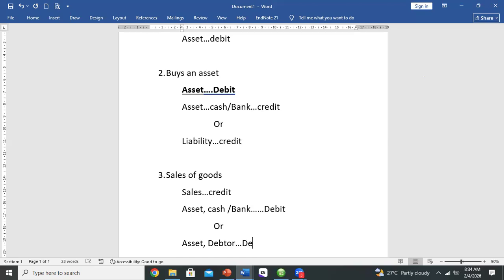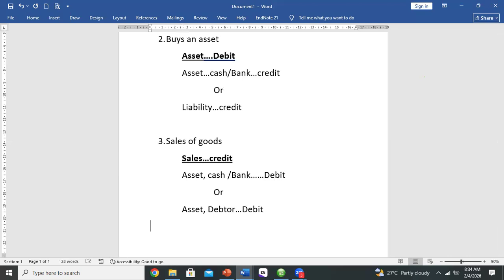So you see, for the sales of goods too, the first account is settled. The sales is settled. The other one depends on whether you sold for cash or check, or the debtor didn't pay. So I think now the summaries will make sense to you better. Okay. Then the fourth one is the purchase of goods.